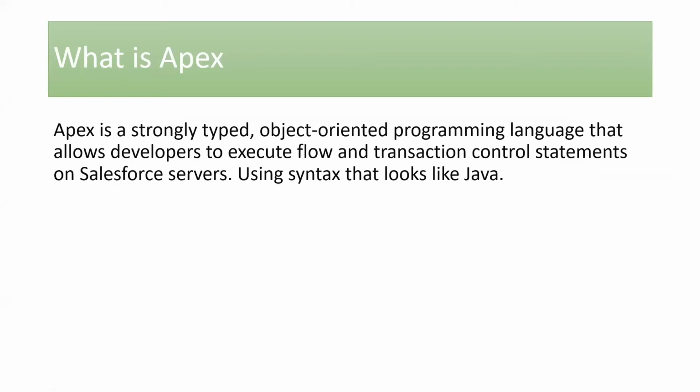So far, we have looked at the general syntax of declaring a variable, and we have discussed what exactly Apex is. In short, Apex is a strongly typed object-oriented programming language that allows developers to execute flow and transaction control statements on the Salesforce server. The syntax that we are using in Apex is similar to Java. In case somebody asks you what exactly Apex is, you can simply give them this statement. We'll break down this understanding in our coming classes. As of now, keep this definition in mind.